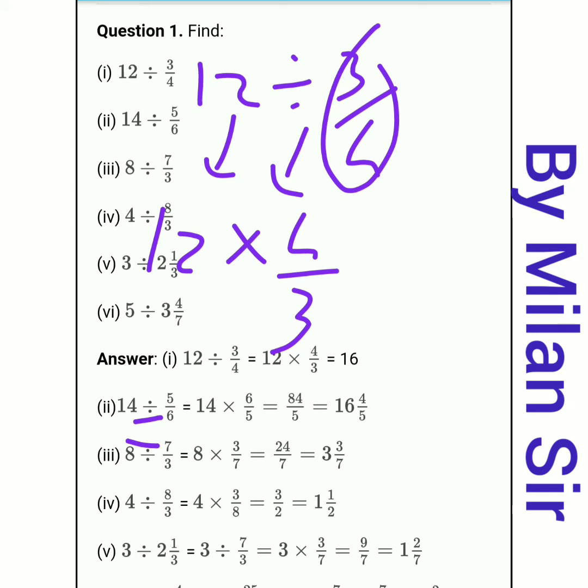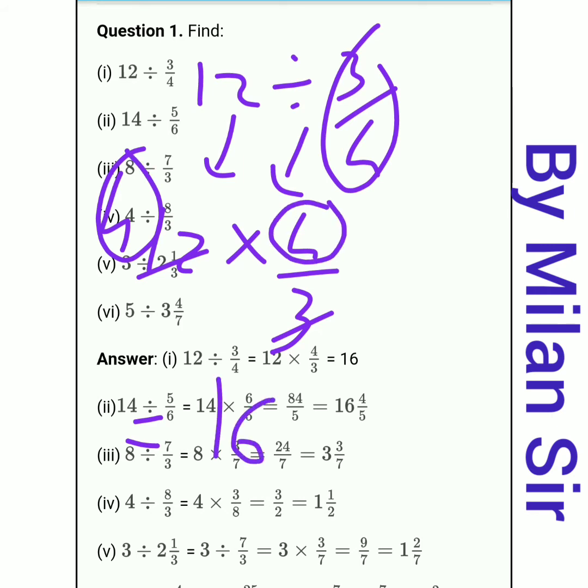Now here we can cut this. 3 4s are 12, right? Then in numerator 4 multiply 4. So 4 4s are 16. Okay, 16 is our answer.